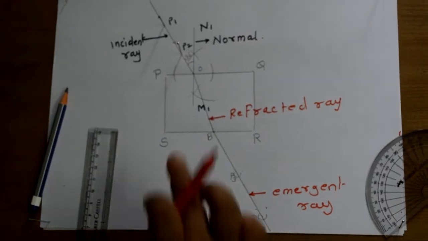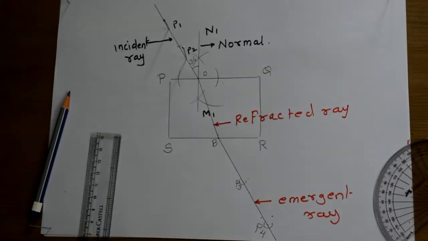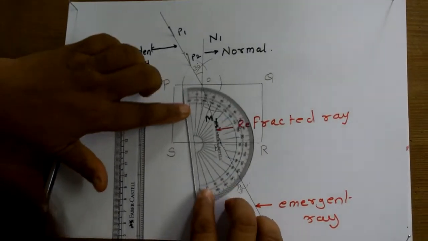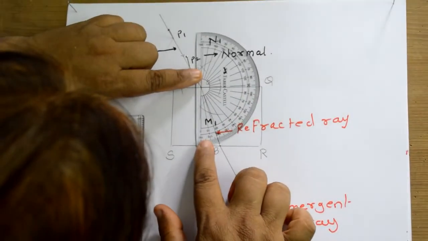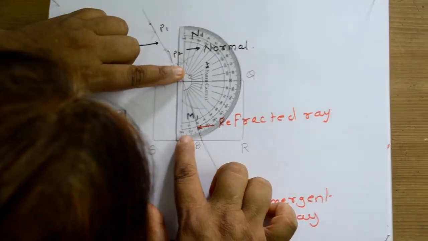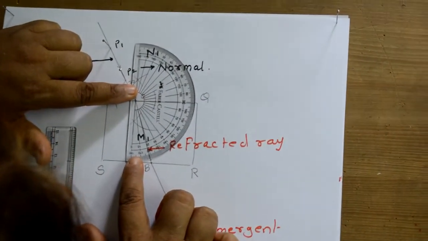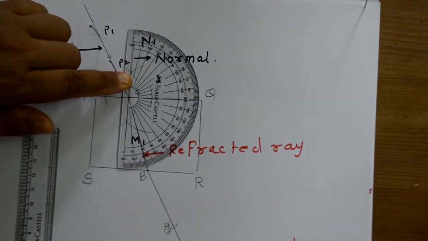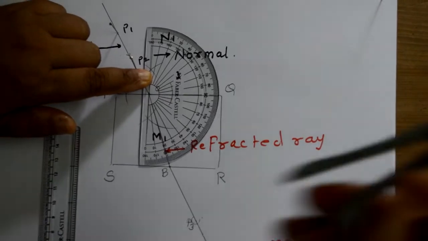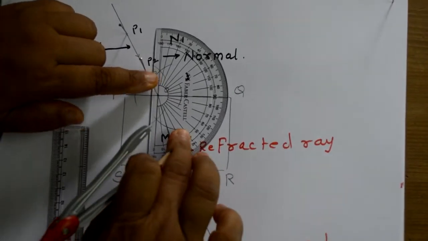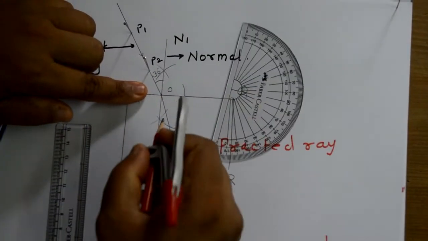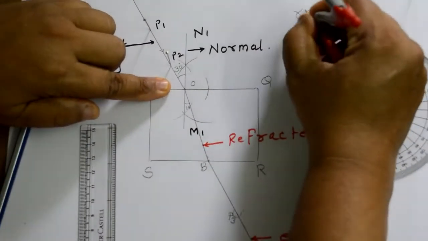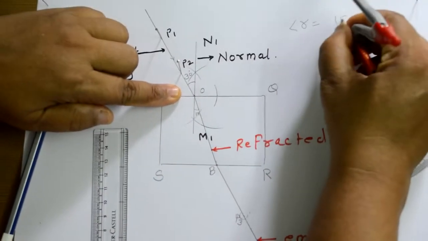We will be measuring the angle of refraction. We will go to the protractor. The angle of refraction we have got is 19 degrees. R is equal to the angle of refraction, 19 degrees.